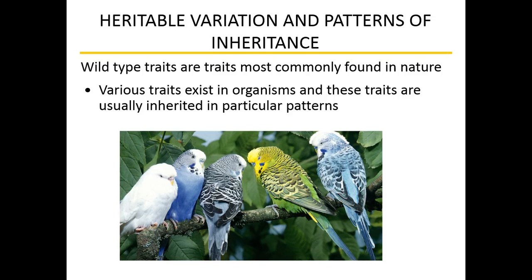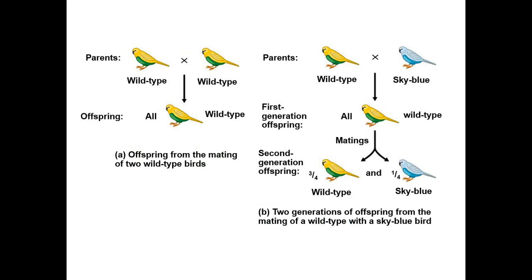So variation is something that's found in many populations, and when we describe a wild type trait, that's a trait that's most commonly found in nature. So traits are usually inherited in particular patterns. So if you took the yellow budgie from this picture and you mated it with other yellow budgies, chances are you'd have a higher likelihood of having a yellow budgie baby. So it turns out that yellow is the wild type. That's what you'd find if you go out into the bush in Australia. You'd find wild yellow budgies.